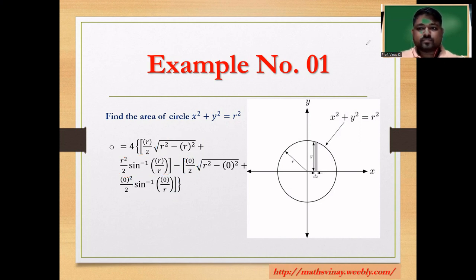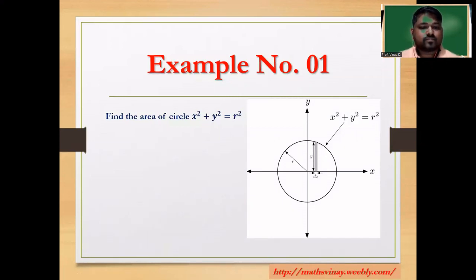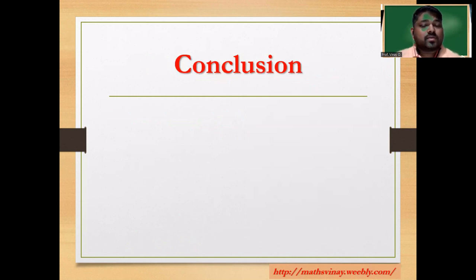Let's see. It is r square by 2 into pi by 2, and the rest of the terms are 0. Now r square into pi is pi r square. 2 into 2 is 4, which will cancel with the 4 above, and it gives area is equal to pi r square. Okay. So this gives the area of the circle, which is pi r square.